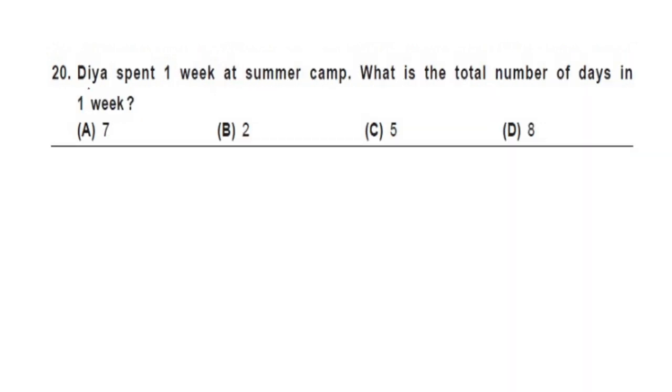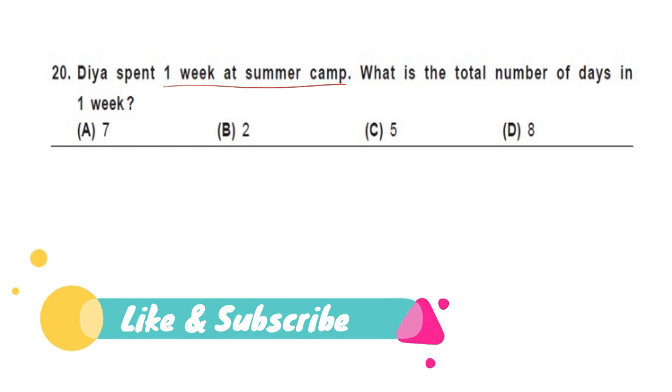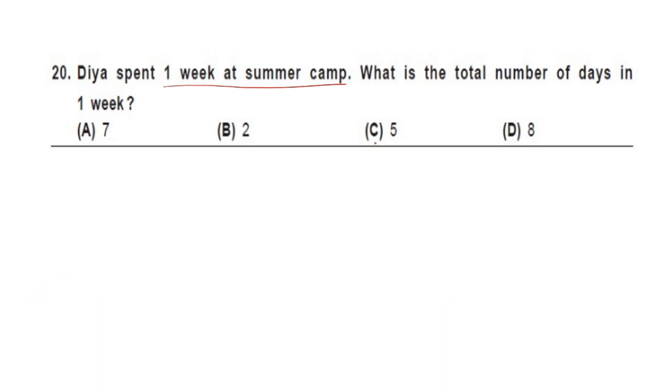Next question. Dia spent 1 week at summer camp. What is the total number of days in 1 week? Is it option A, 7? Is it option B, 2? Is it option C, 5? Or option D, 8? Time starts now.